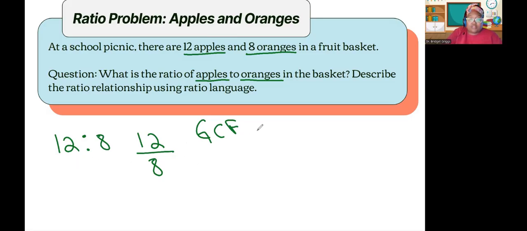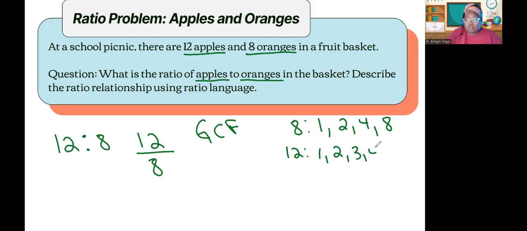Well, let's look at the factors of 8. We have 1, 2, 4, and 8. And if we look at the factors of 12, we have 1, 2, 3, 4, 6, and 12. Now, if we're looking for the greatest common factor, or the greatest number that they have in common, well, the greatest number that they have in common is 4. So that means that we can reduce each of these numbers by dividing them by 4.